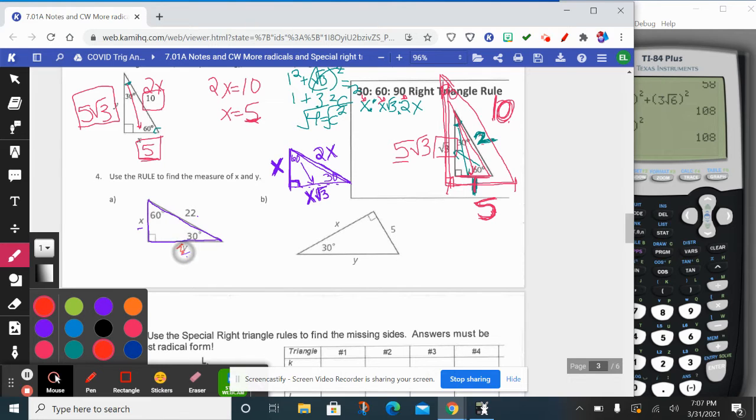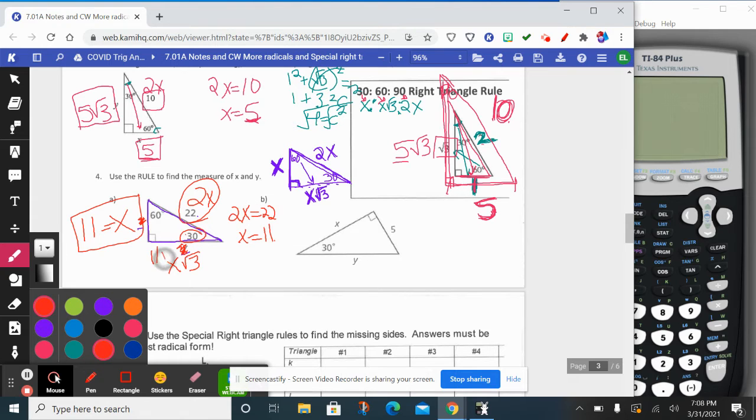So I'm going to scribble out the y and the x for a second, and just say that from the 30 degrees, we have this side to be x, across from the 90 is 2x, and across from the 60 is x square roots of 3. Now the only measure given is that 22. So if 2x is represented by 22, then our scale factor must have been 11. So 11 is our value of x, meaning the side over here is going to be 11, and this side is going to be 11 square root of 3. So that's just how the rule works.